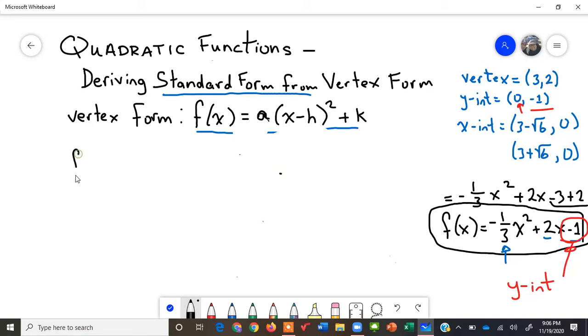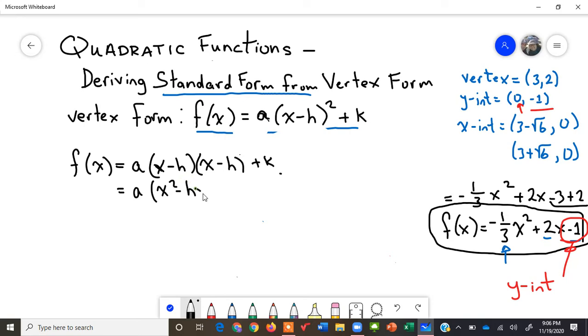Okay, so f of x equals a times (x minus h) squared plus k. We need to expand x minus h squared by doing x minus h times x minus h, and add the k. Again, we FOIL: x squared minus hx minus hx plus h squared, plus k.